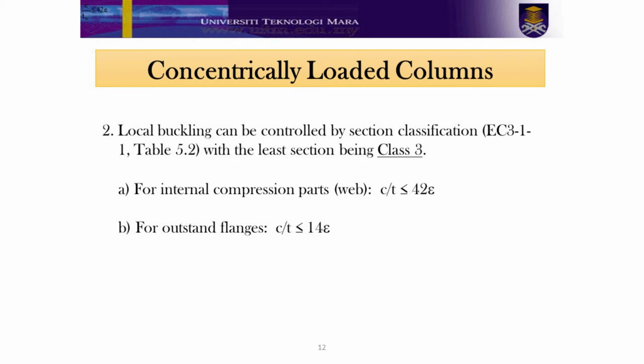As you can see in EC3-1-1, Table 5.2, with the least section being Class 3, for an internal compression part, the ratio of outstand web, c, over the thickness of web, tw, is less than or equal to 42 epsilon. And for an outstand flange in compression, the ratio of outstand flange, c, over the thickness of flange, tf, is less than or equal to 14 epsilon.